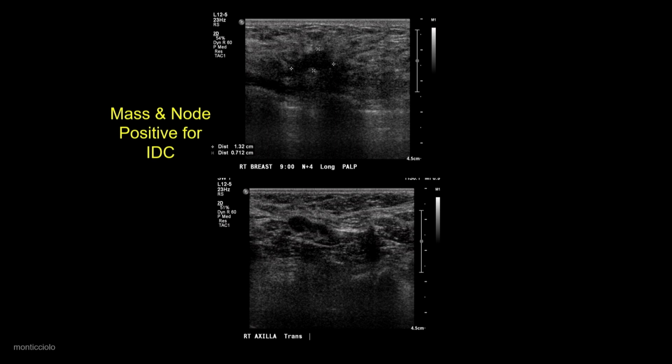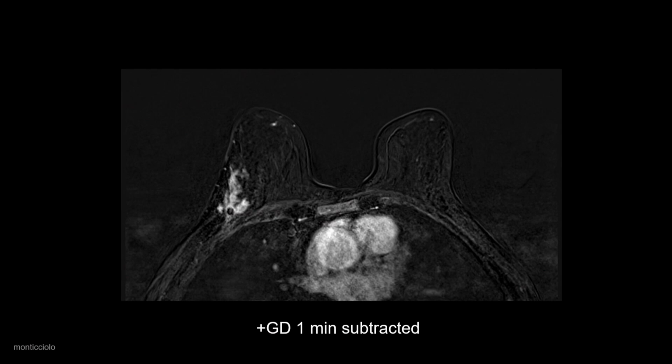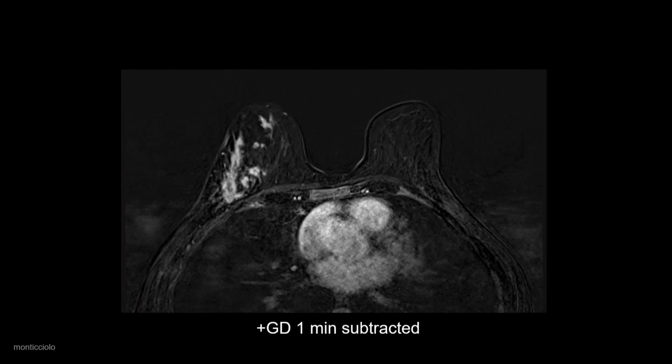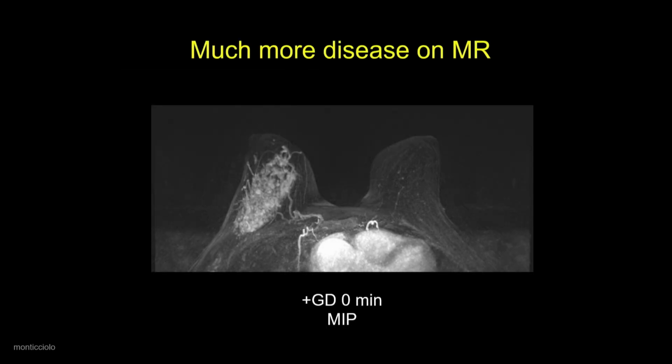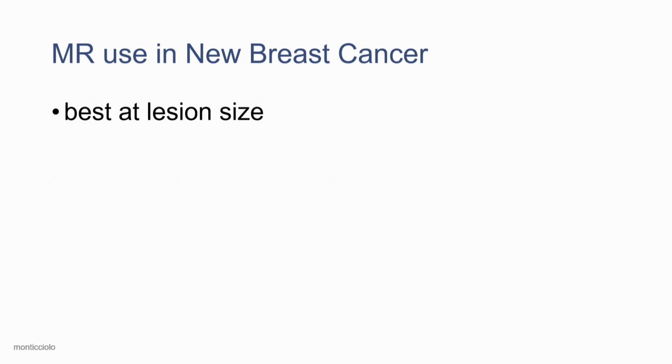So we're busy congratulating ourselves on making an accurate diagnosis, but then she goes to MRI, and you can see the clip here, and I don't even have to put a scale on this for you to realize that that's way bigger than 1.3, right? Here's another scan just a little bit further down, and another step. Let's just go ahead and look at the MIP, and you can see how much disease she has. It's really 2 quadrants of the breast, maybe 3. So there's much more disease than we suspected on conventional imaging. So MR is best at lesion size.